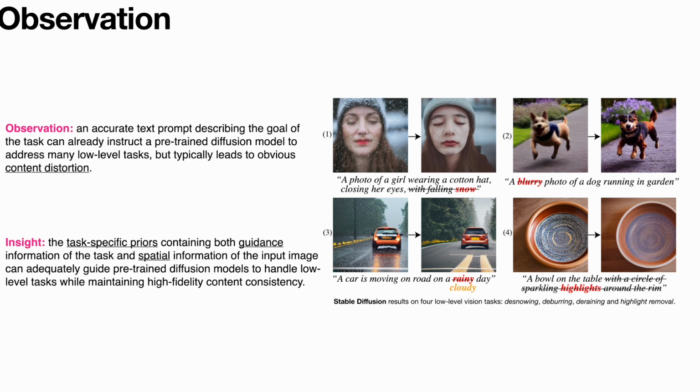This is because the pre-trained model can only infer the task pattern from the text prompt and lacks detailed task-related knowledge. So, our insight into this problem is explicitly introducing the task-specific priors into the pre-trained diffusion model. The priors contain both the task's guidance information and the input image's spatial information. It enables us to handle different low-level tasks and maintain content fidelity.